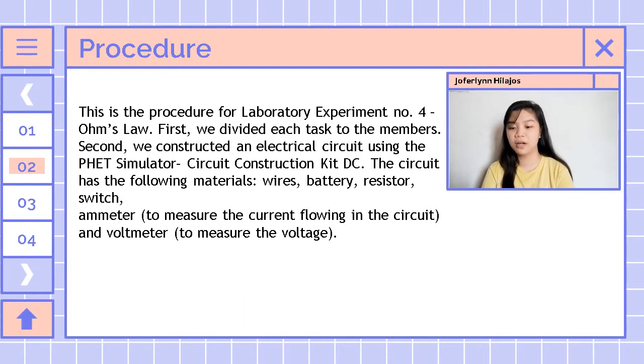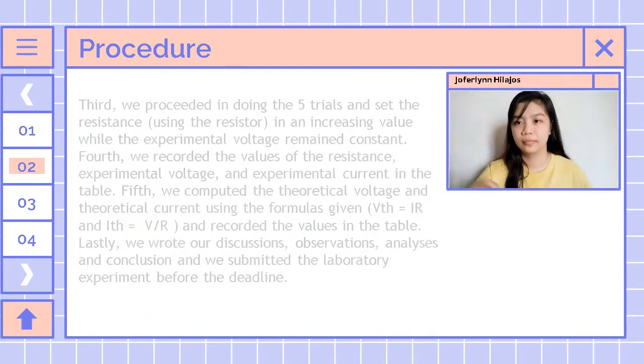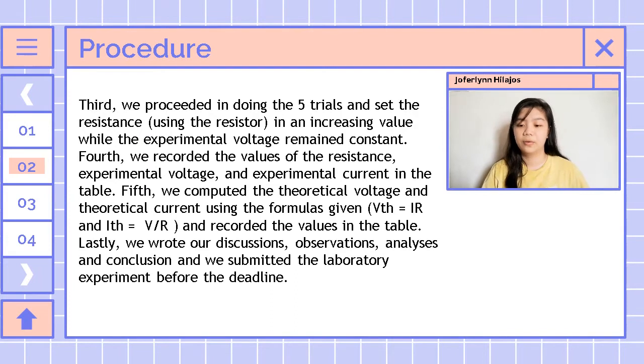The circuit has the following materials: wires, battery, resistor, switch, ammeter to measure the current flowing in the circuit, and voltmeter to measure the voltage. Third, we proceeded in doing the 5 trials and set the resistance using the resistor in an increasing value while the experimental voltage remained constant.